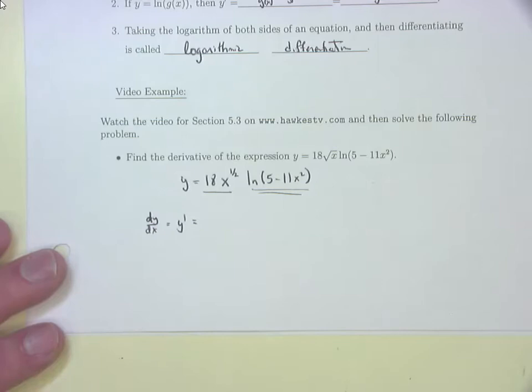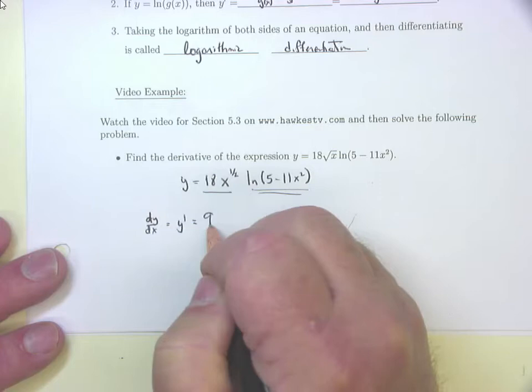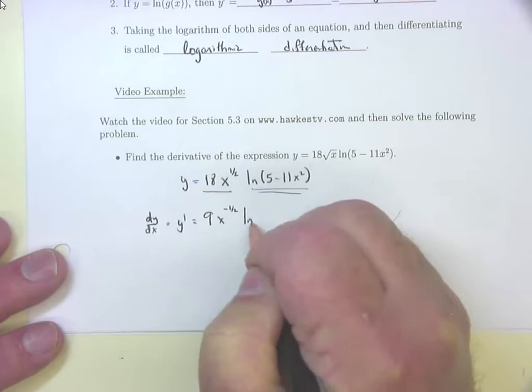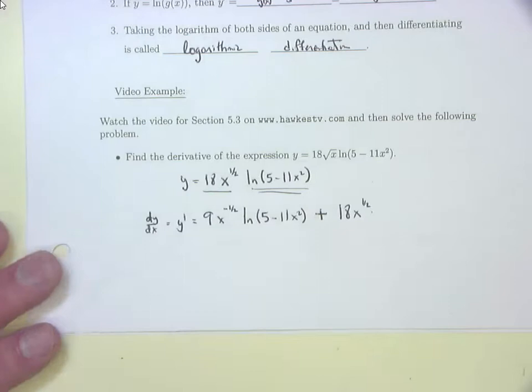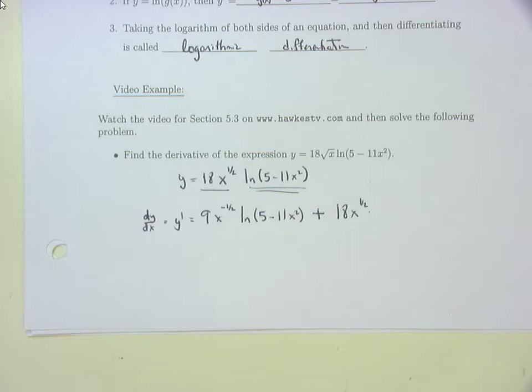Derivative of 18x to the 1/2: a half of 18 is 9x, subtract 1, to the negative 1/2. Derivative of the first times the second. Just recopy it: natural log of 5 minus 11x squared, plus the first, 18x to the 1/2, times the derivative of the second. Now, the second guy is the natural log of 5 minus 11x squared.